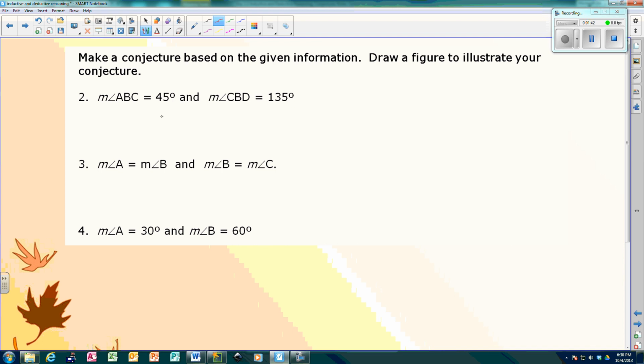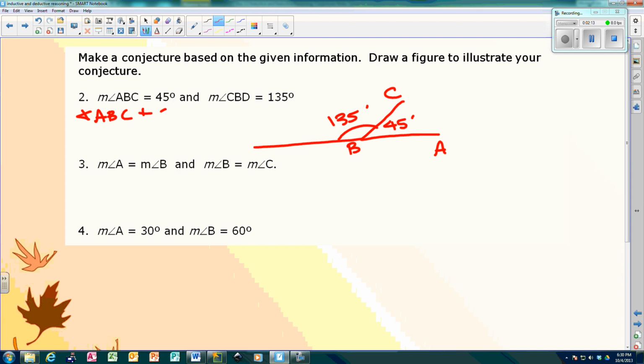So if I were to draw angle ABC, so I'm going to draw angle ABC over here. So I'm going to say A, B, C, and it's 45 degrees. Then it says angle CBD is 135 degrees. So what conjecture can we make based on these? I could say that angle ABC plus angle CBD equals 180 because they are a linear pair. And since both of them used CB, I knew that that was going to be their shared side and that B was their shared vertex.